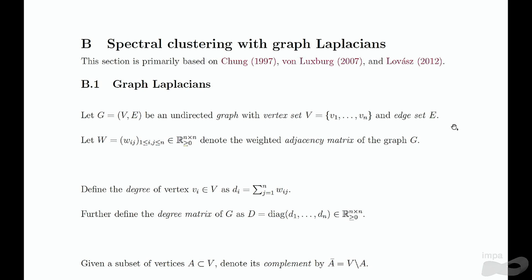All right. So spectral clustering with graph Laplacians. That's the key topic for today. This material comes largely from a tutorial on spectral clustering written by Ulrike von Luxburg, published in 2007 in the journal Statistics and Computing. I mentioned earlier Fan Chung's 1997 book on spectral graph theory. Also, I will briefly mention the textbook by Laszlo Lovász on large networks and graph limits.